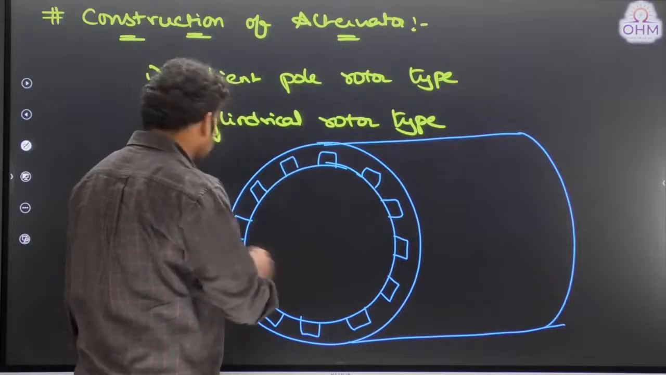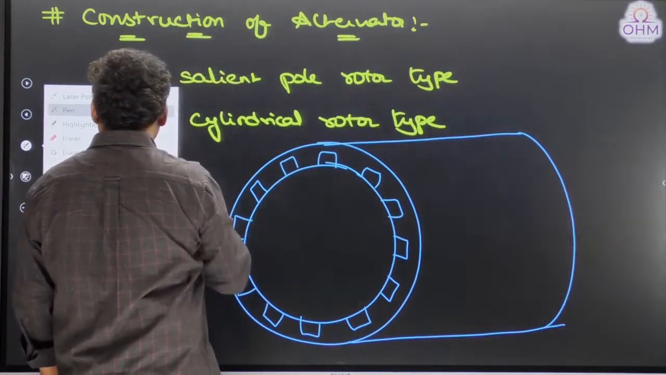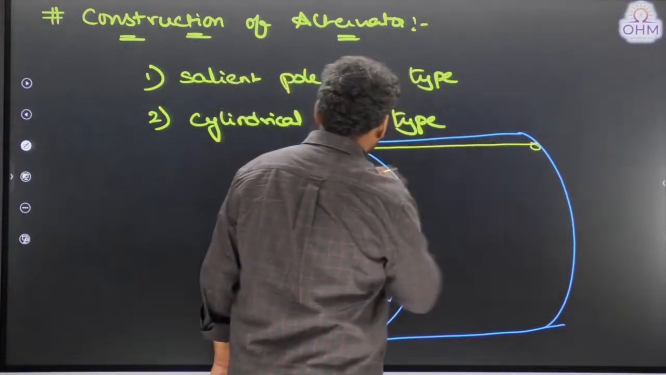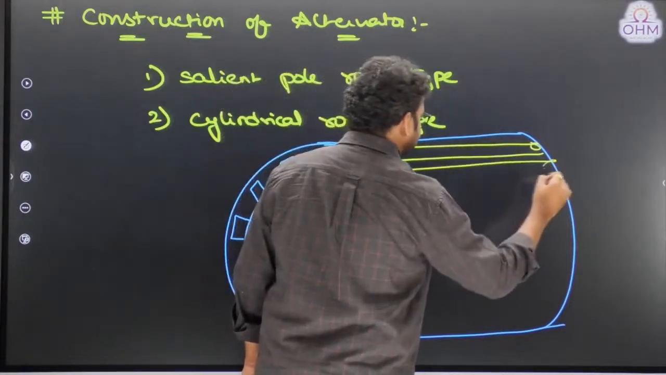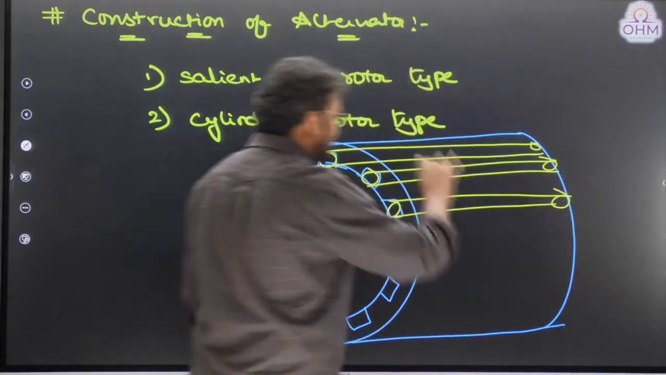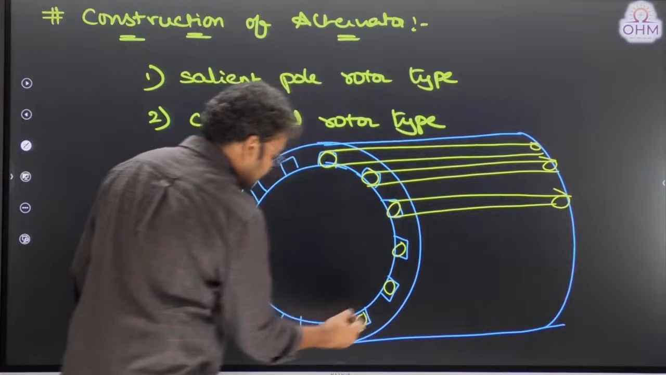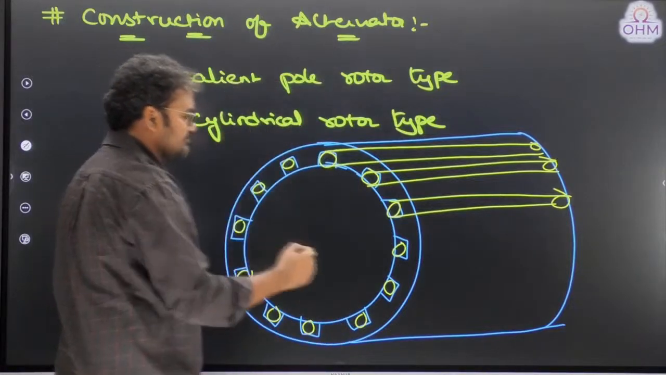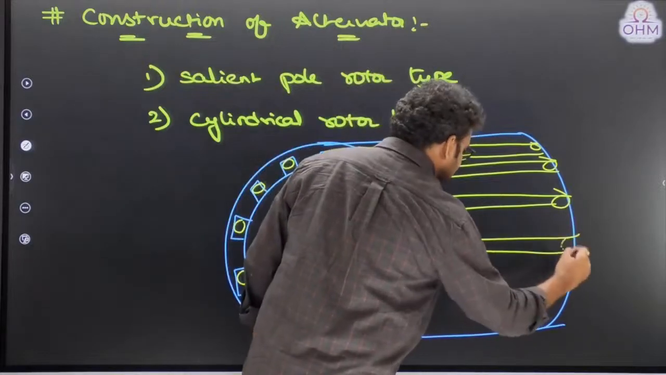On these slots, the armature conductors are going to be placed. The conductors will also have a length equal to stator core. Like this, a number of conductors will be there, and finally all these conductors are connected together to form a three-phase balanced distributed winding. So this is how the stator looks like.